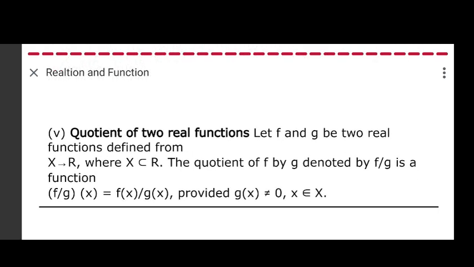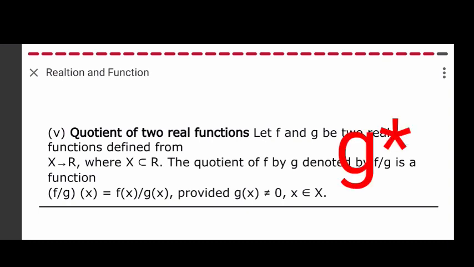V. Quotient of two real functions. Let f and g be two real functions defined from X → R, where X ⊂ R. The quotient of f by g, denoted by f/g, is a function (f/g)(x) = f(x)/g(x), provided g(x) does not equal 0, x ∈ X.